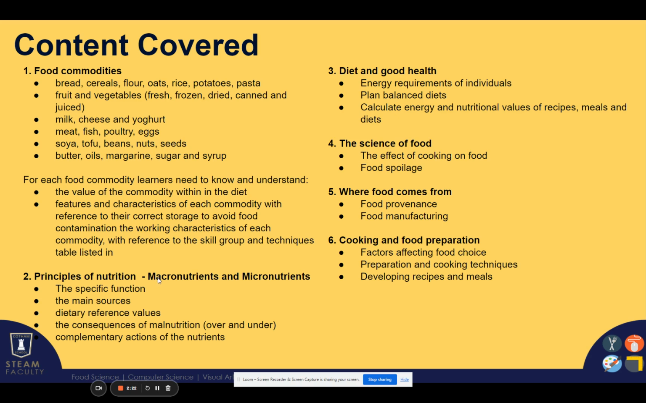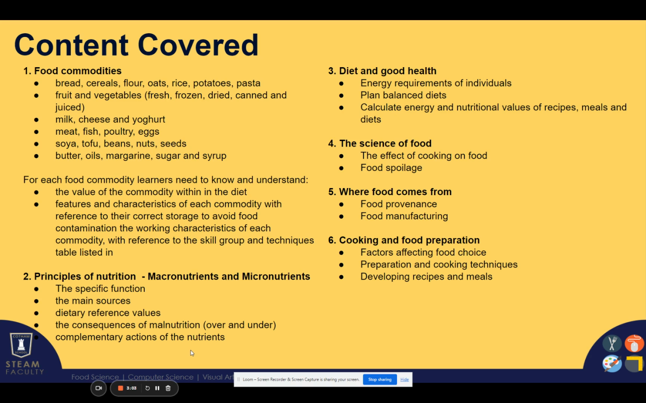For all the macro and micronutrients, students have to know the function. They have to know the main sources of those macro and micronutrients. When we discuss the dietary reference value, this mainly refers to how much a typical adult should consume. We do look at all the ages and stages, but it's much easier if students can reference the adult consumption per macronutrient. Students must know what happens to somebody if they consume too little or too much of the named macro or micronutrients.